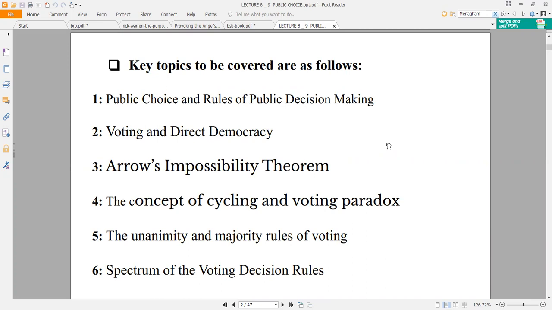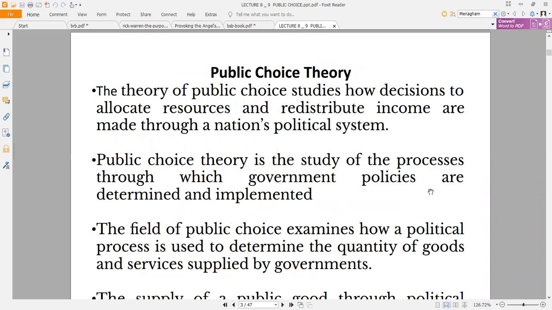Now, we'll look at what public choice is, the various definitions of public choice, and then the rules of public decision making. Then we'll look at voting and then direct democracy, Arrow's impossibility theorem, the concept of cycling, and then the voting paradox. Then unanimity and then the majority rules of voting. We'll also discuss that, and then the spectrum of the voting decision rules. So these are the key topics that we cover.